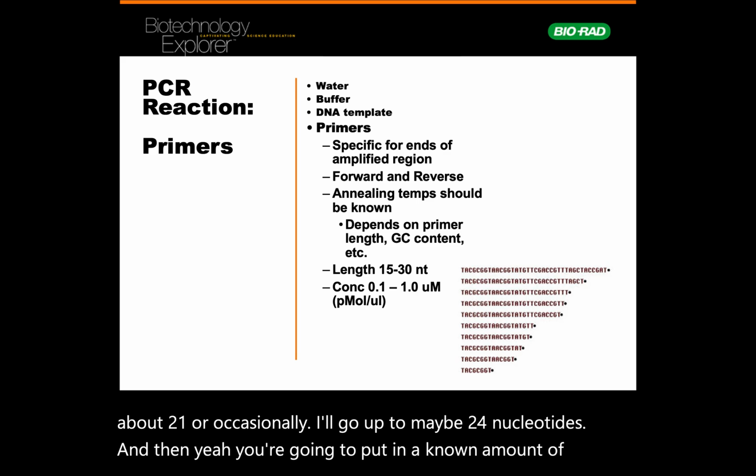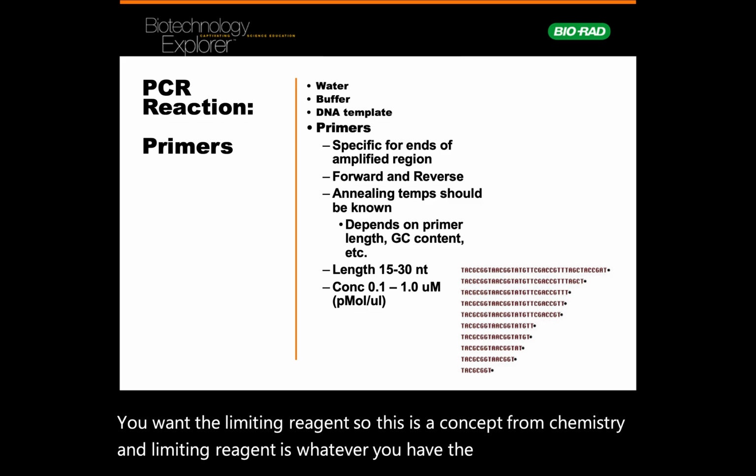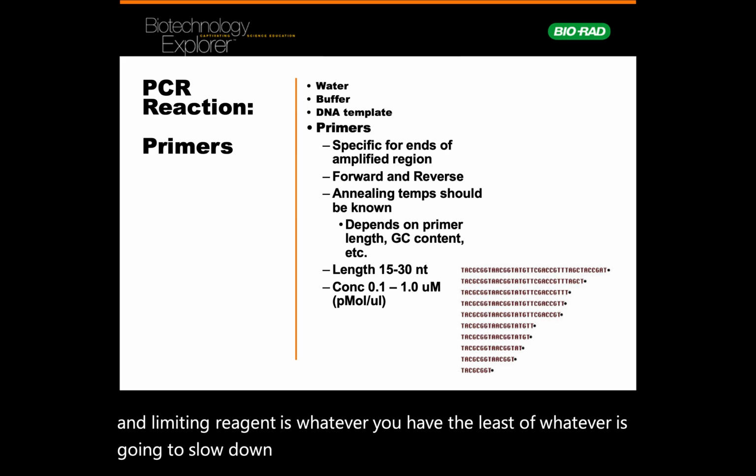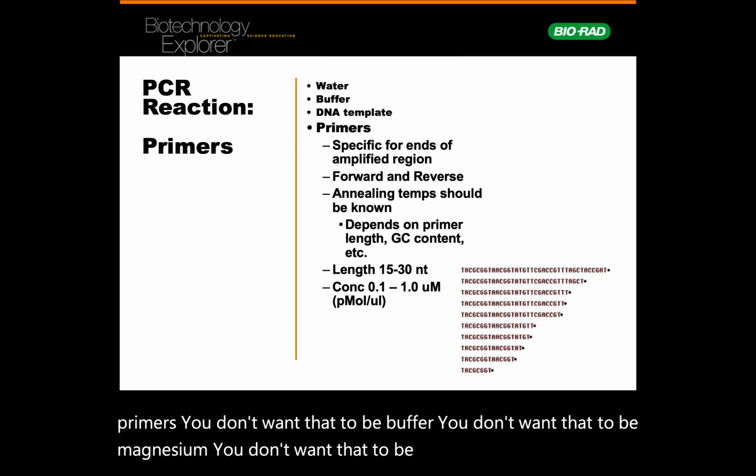Now, you want the limiting reagent. This is a concept from chemistry. The limiting reagent is whatever you have the least of, whatever is going to slow down the reaction. You don't want that to be primers. You don't want that to be buffer. You don't want that to be magnesium. You don't want that to be nucleotides. And you don't want that to be the polymerase.